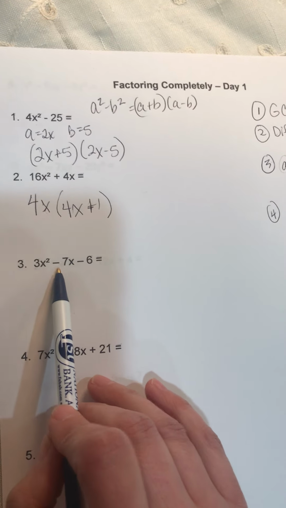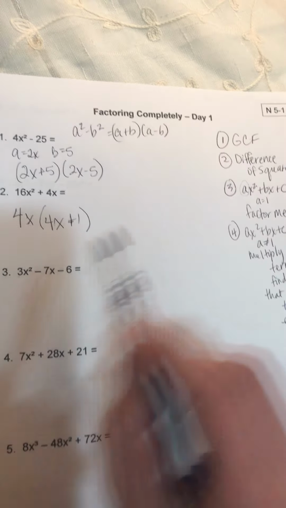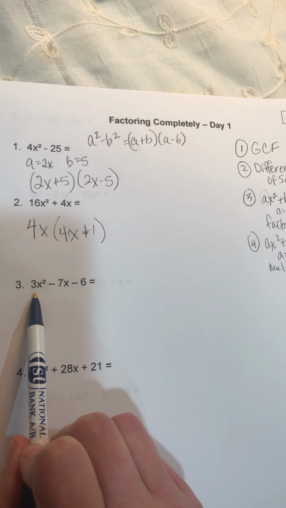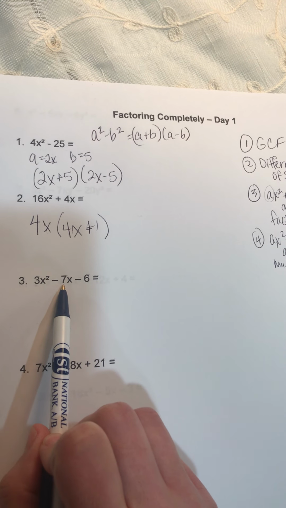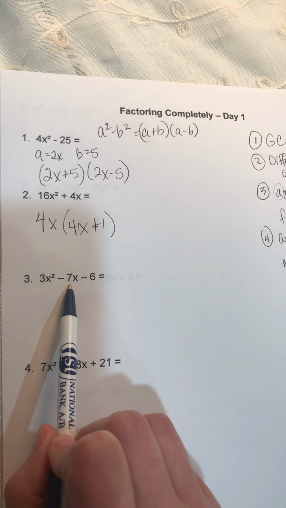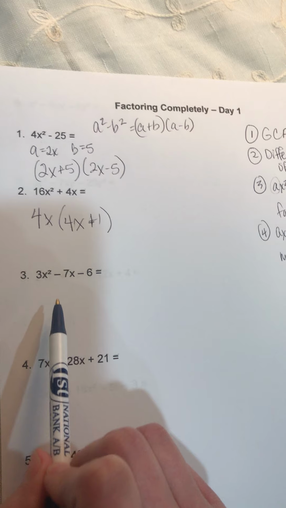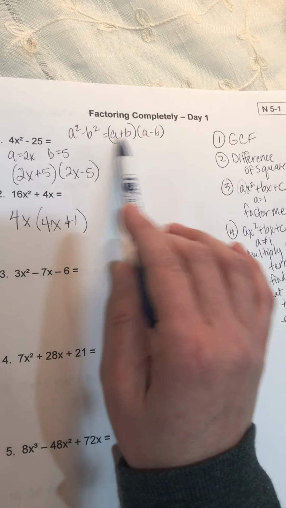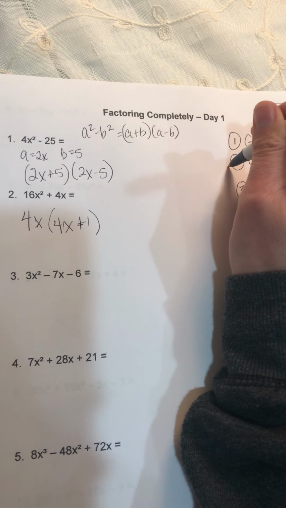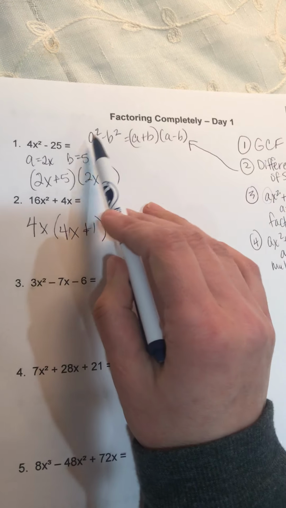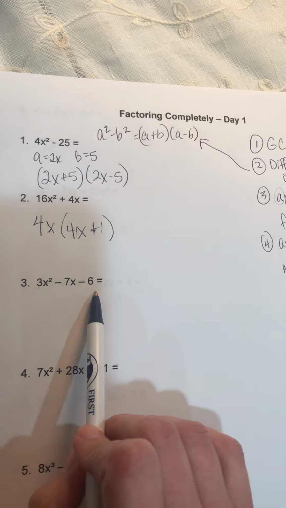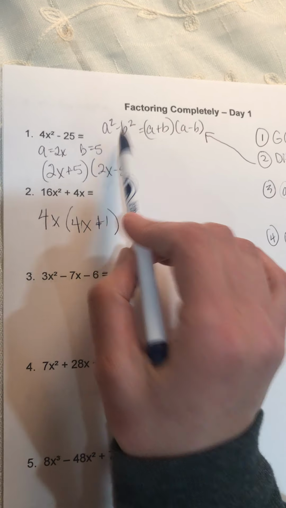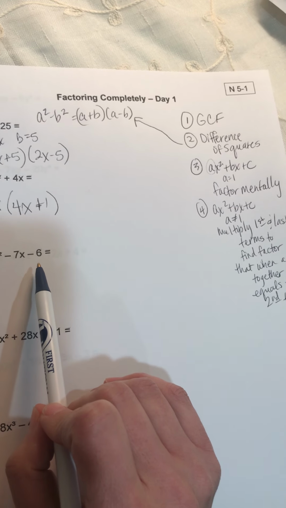Okay, let's look at number 3. So greatest common factor, do these numbers have anything in common? No, they don't. The factors of 3 are 3 and 1. The factors of 7 are 7 and 1. So these two don't have anything in common besides 1. All right, so step 2, difference of squares. Remember, this is our difference of squares formula, okay? Does it look like a squared minus b squared? No, it doesn't. There are 3 terms here, and there can only be 2 terms. So immediately I know it's not difference of squares.